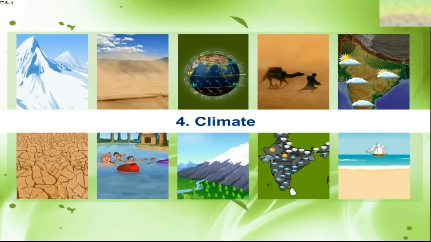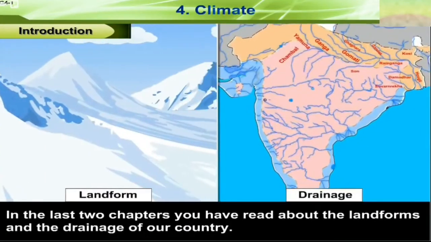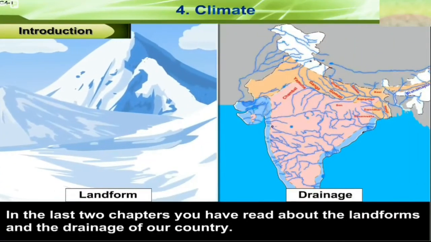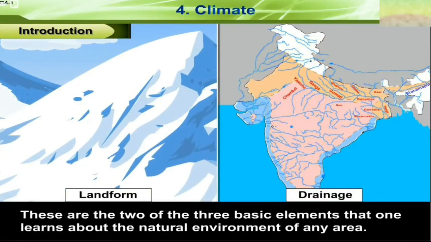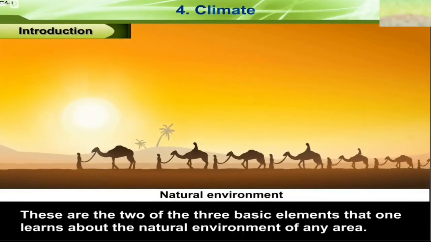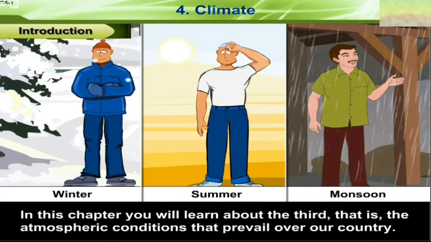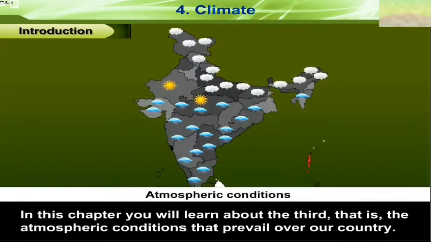Chapter 4: Climate. In the last two chapters, you have read about the landforms and the drainage of our country. Well, students, these are two of the three basic elements that one learns about the natural environment of any area. In this chapter, you will learn about the third, that is, the atmospheric conditions that prevail over our country.